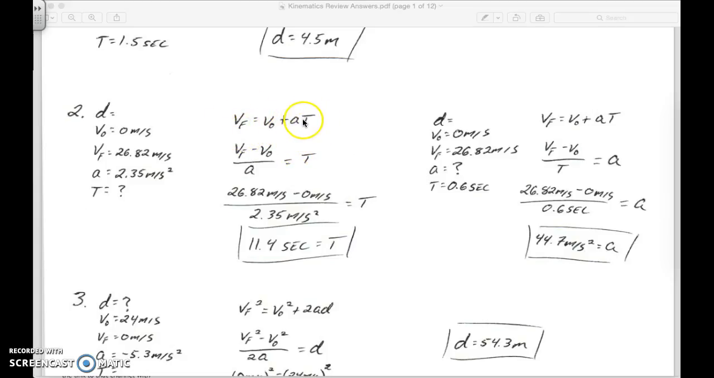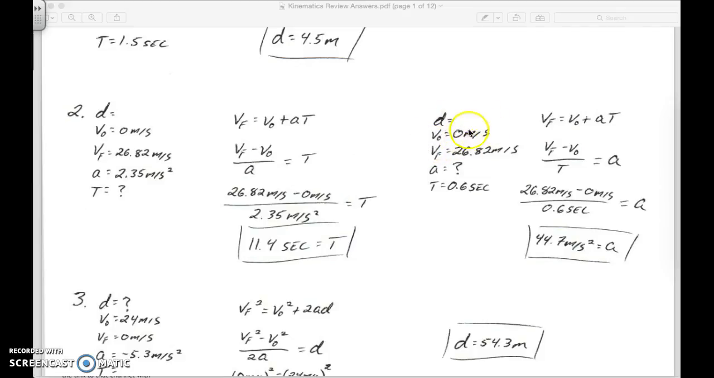We're going to rearrange this for time by subtracting my v naught over to the other side and then dividing the acceleration over, which is why I get vf minus v naught divided by a. Plugging in my numbers, I just have to plug in the 26.82 meters per second minus 0, all divided by 2.35 meters per second squared, and I find it takes the Volkswagen 11.4 seconds to get to 60 miles an hour. Now we're going to take a look at the dragster.